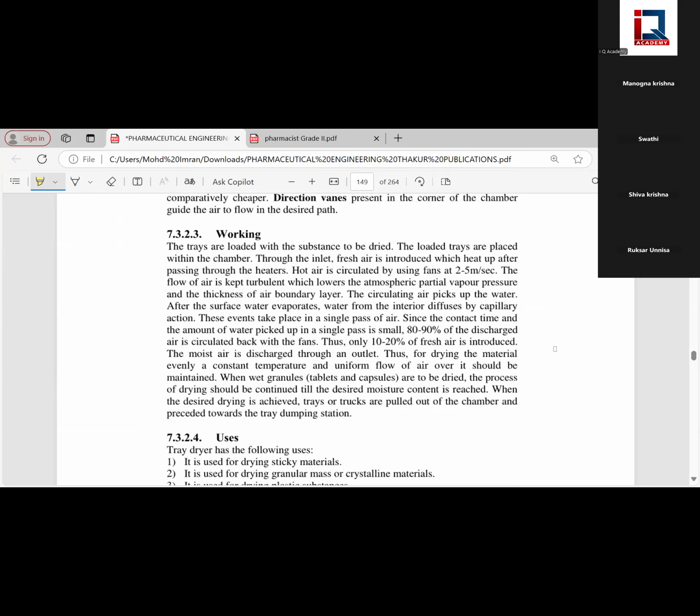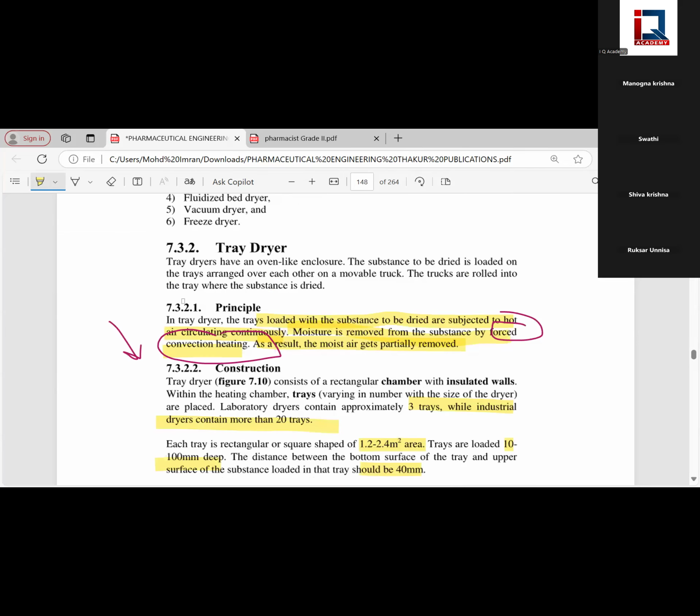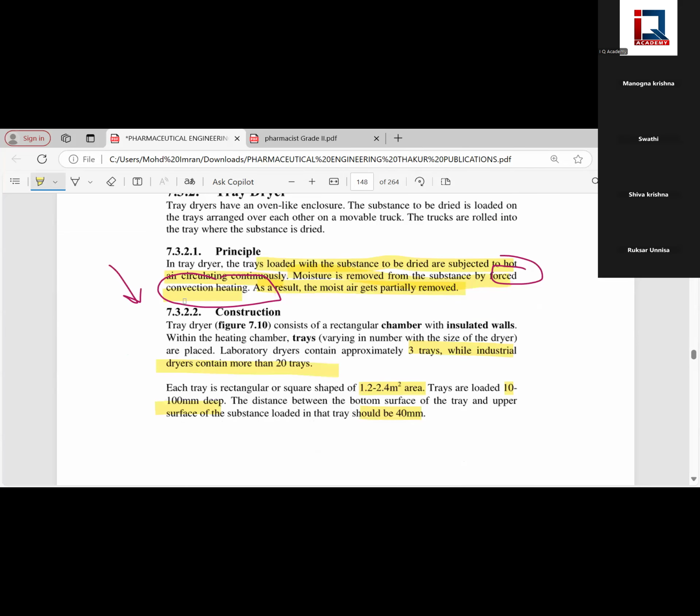Now, what is to be remembered here is that hot air is circulated by the fans at a speed of 2 to 5 meters per second. This is the point to be remembered. And regarding contact time and the amount of water removed in a single pass, 80 to 90% of water can be removed, and 10 to 20% of fresh air is introduced in this tray dryer. So there is not much to remember in the tray dryer. Forced convective circulation of hot air is the important principle here which is used for drying.